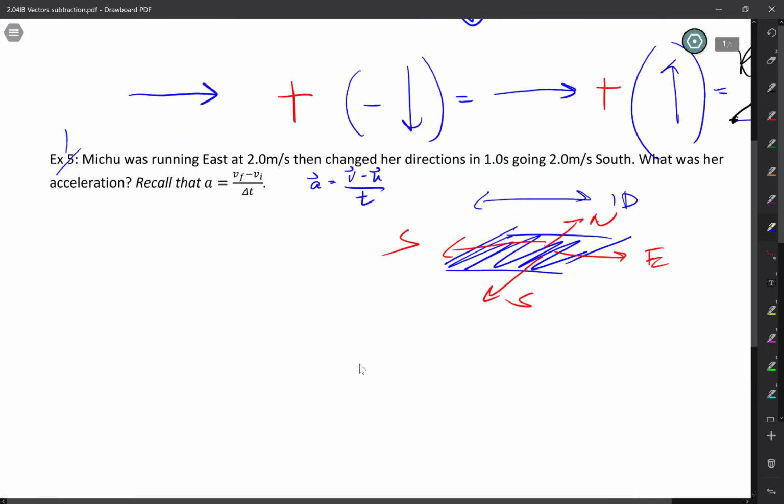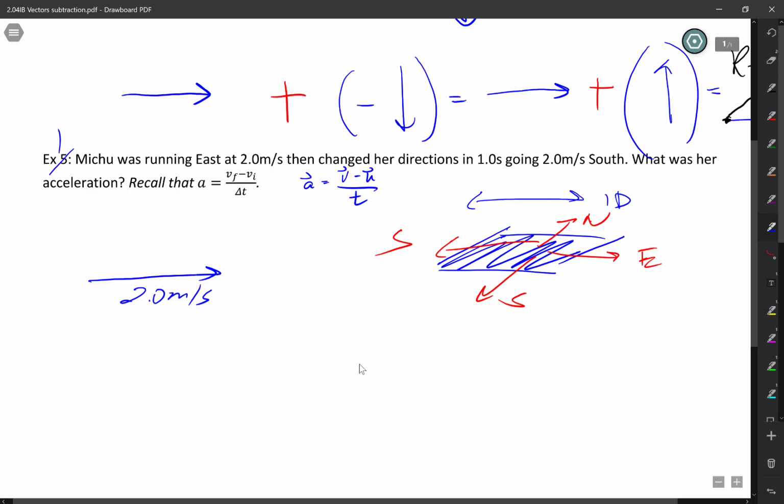Michu was running east. Let's draw this. So Michu was running east at 2 meters per second, then changed her direction in 1 second. So in 1 second, she had to change her velocity. Okay? And then you might be wondering, well, if she changed her velocity, does that mean she's accelerating? Well, if we take a look, in the beginning, she goes east at 2 meters per second. Later, she goes 2 meters per second south. So afterwards, she goes south at 2 meters per second.